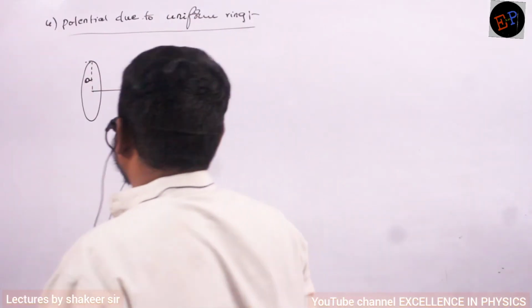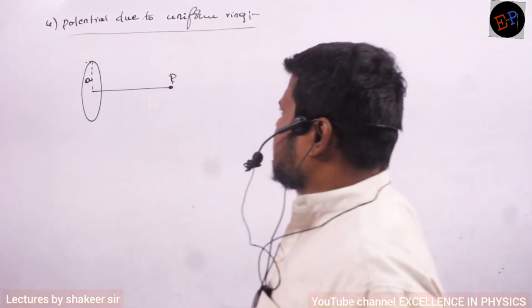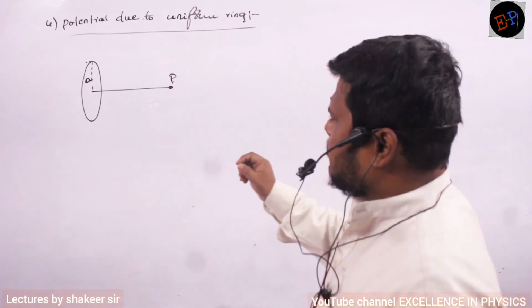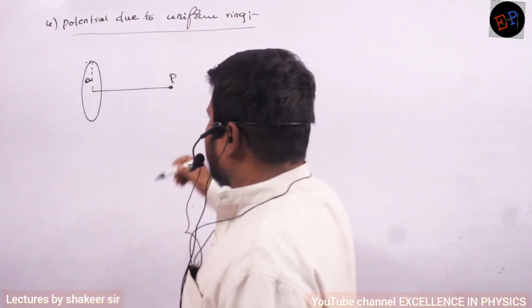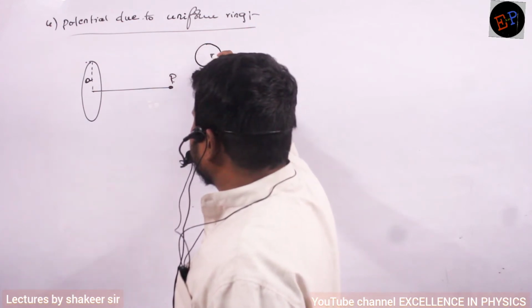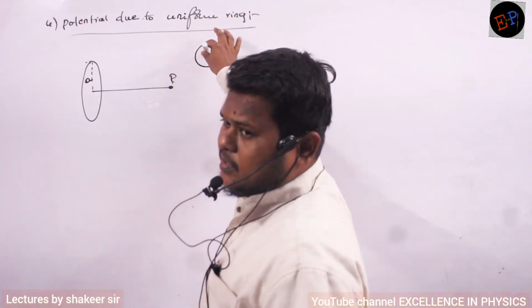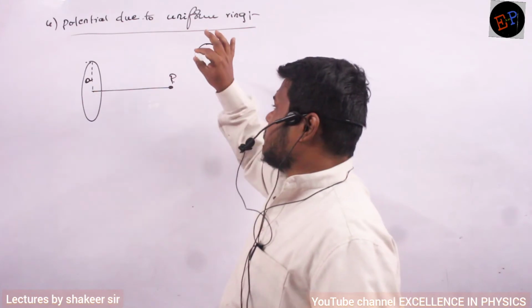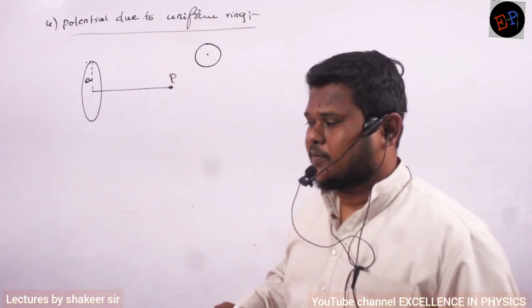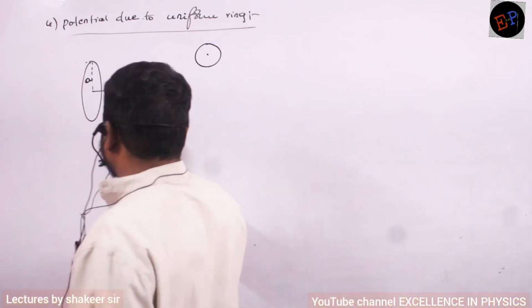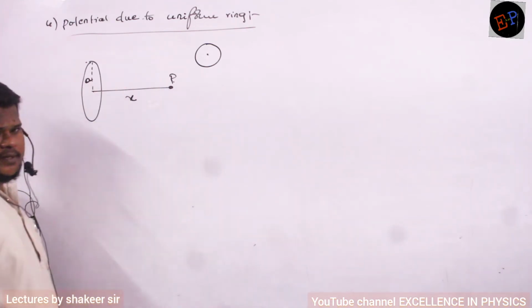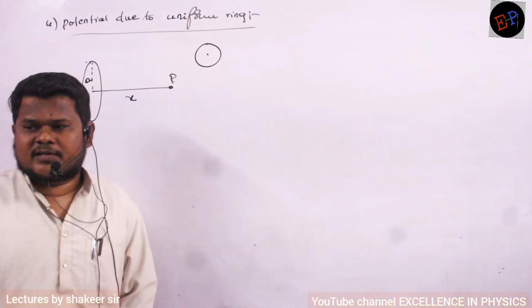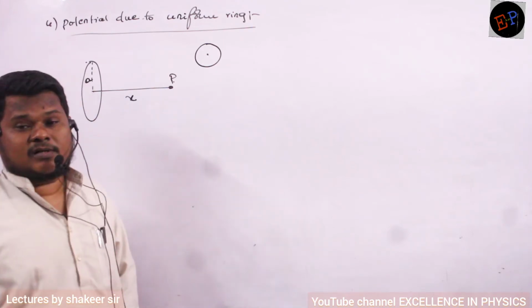So next we are discussing the potential due to a uniform ring. What is this line? This is the axial line. Axial line means, if this is the ring, this is the axis around which the ring can rotate. The line drawn through that point is called the axial line. At a distance of x from the center of the ring, here at point P, I want to find out the gravitational field, not field, gravitational potential.